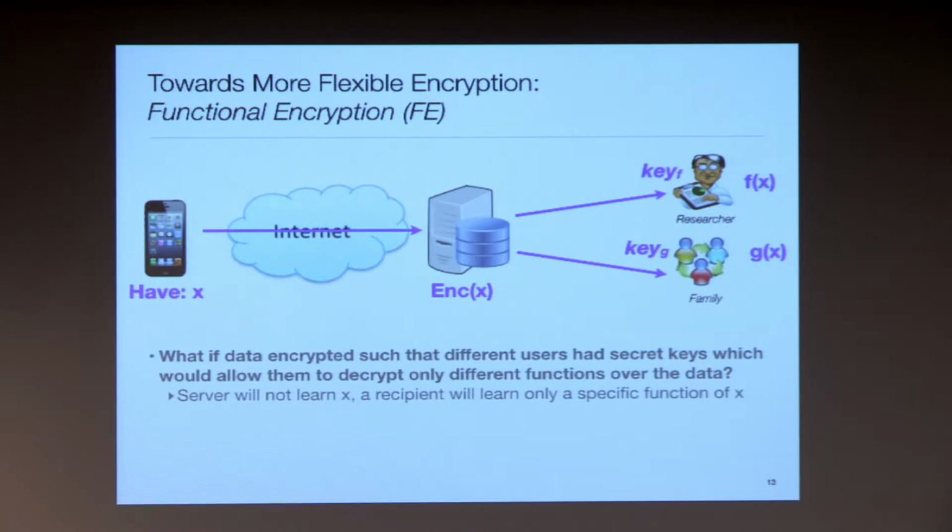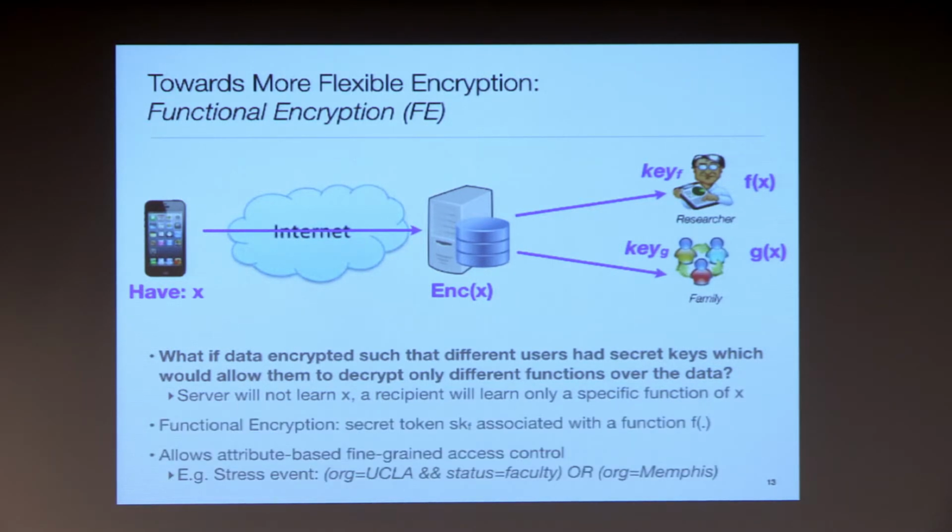So I can basically say, okay, I can publicly post the encrypted data, and let's say you want to know f of x, some function about that data. I'll give you a key which will only give you f of x and nothing more. So that's great because I can literally just keep the data secure and then reveal or share on a selective basis. So you can do things like a particular stress event is only exposed to you if the user is from UCLA and is a faculty, or is anyone from Memphis, or things like that.